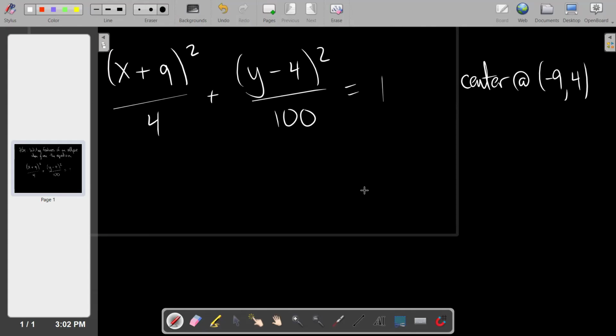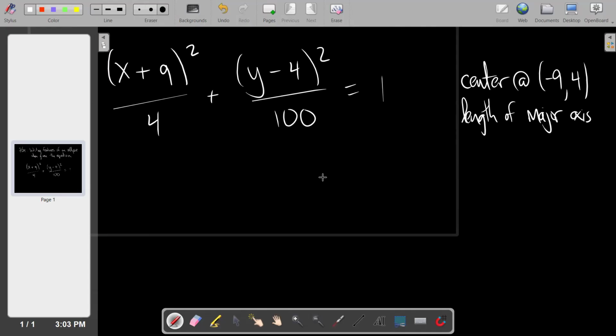So the center is at negative 9, 4. The next thing that I want is the length of the major axis. I thought about abbreviating it as length of MA, but the trouble is we also have to do the minor axis. So we'll come up with something. We don't want to write this out every time, but for the first time, let's write it out so that if you look back at your notes, you'll know what this means.